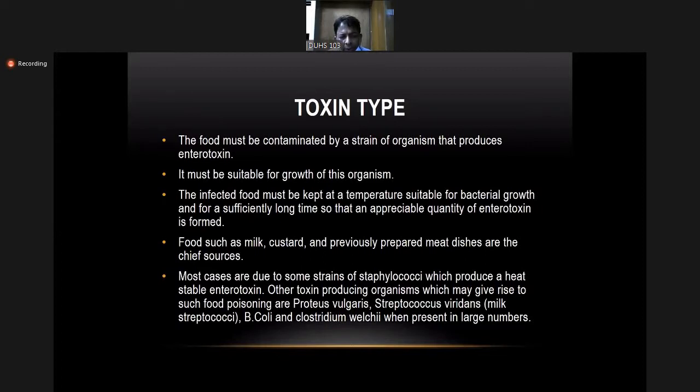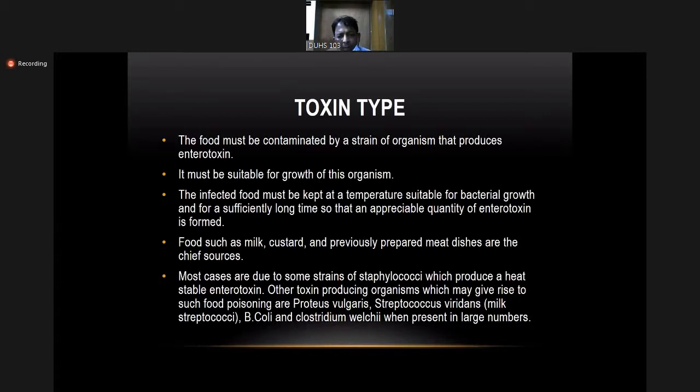Actually, the poisoning is not caused by the bacteria itself, but by the toxin produced by the bacteria. The environment must be suitable for the growth of these organisms. The infected food must be kept at a temperature suitable for bacterial growth and for a sufficiently long time. Temperature can prohibit the multiplication of bacteria, so that an appreciable quantity of toxin is not formed quickly.